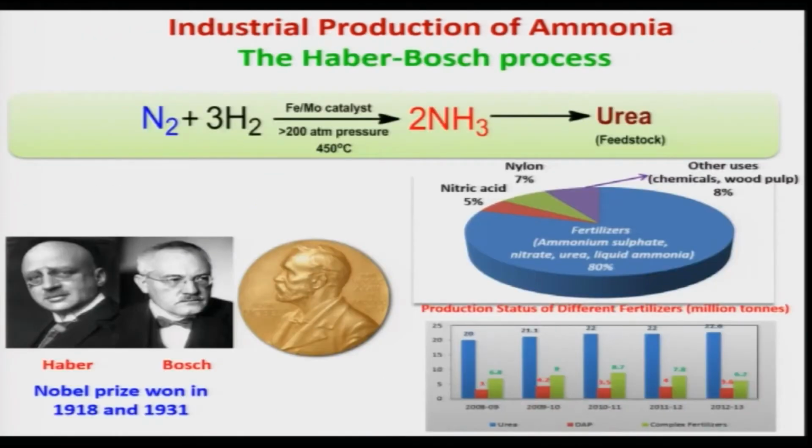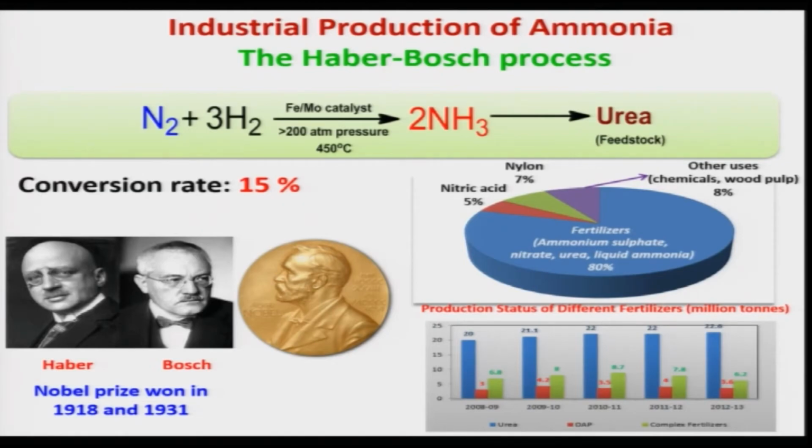Now, what happens in industry? Industrial production of ammonia, which is basically nitrogen plus 3 molecules of hydrogen giving rise to 2 molecules of ammonia, eventually converts to urea. If you look at the conditions of this conversion, it uses an iron molybdenum catalyst, more than 200 atmospheres of pressure, and a very high temperature, around 450 degrees centigrade, and this produces a conversion of only around 15%.